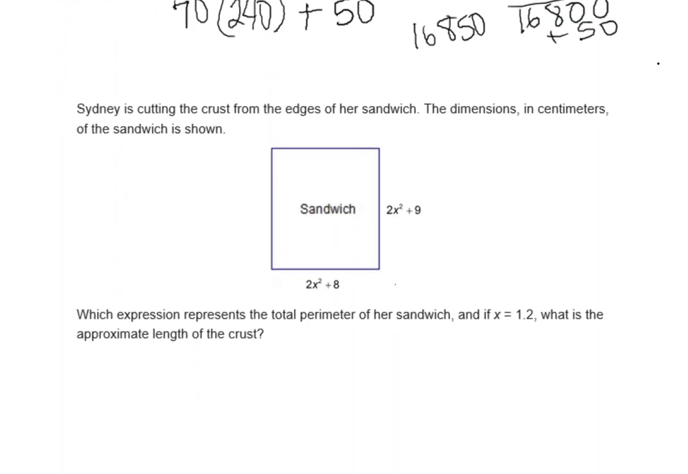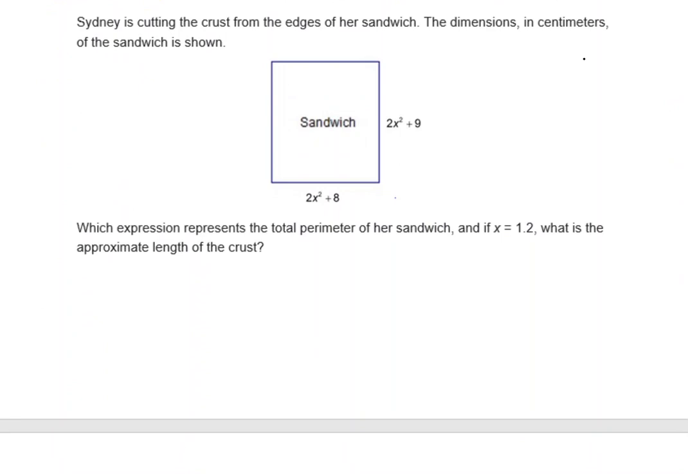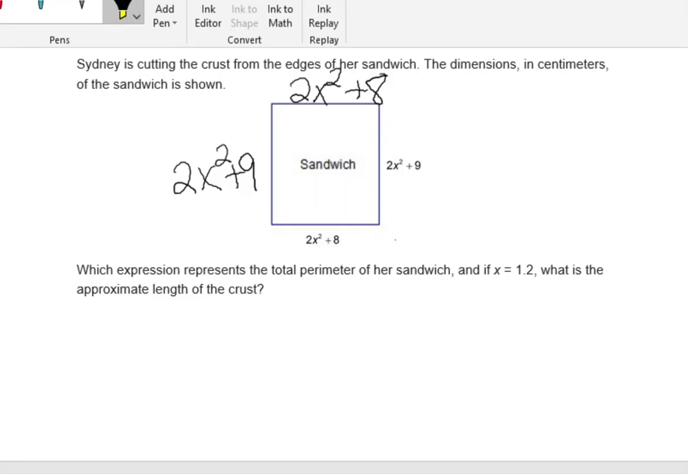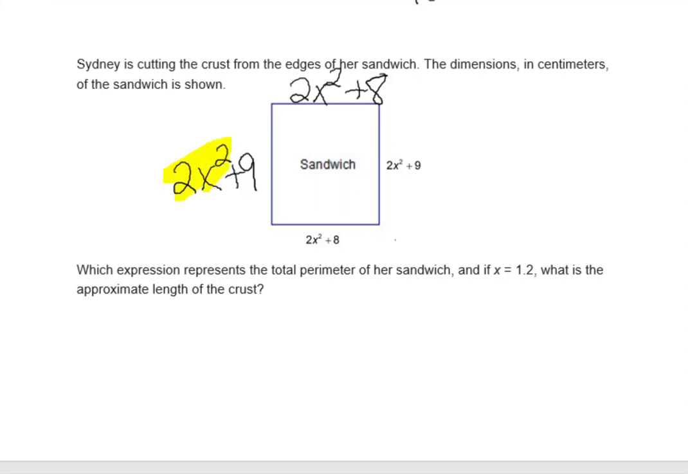Another common question in this lesson deals with perimeter, because perimeter means add up all 4 sides of a rectangle. You have to be careful with perimeter because a lot of times people forget that they have to do all 4 sides. So the first thing I'm going to do is label the other 2 sides. Opposite sides are equal. So I'm going to label the other 2 sides so that I know what expression represents the total perimeter of her sandwich. So I need to add all 4 sides. So when we look, we're adding, not subtracting. So we just combine like terms.